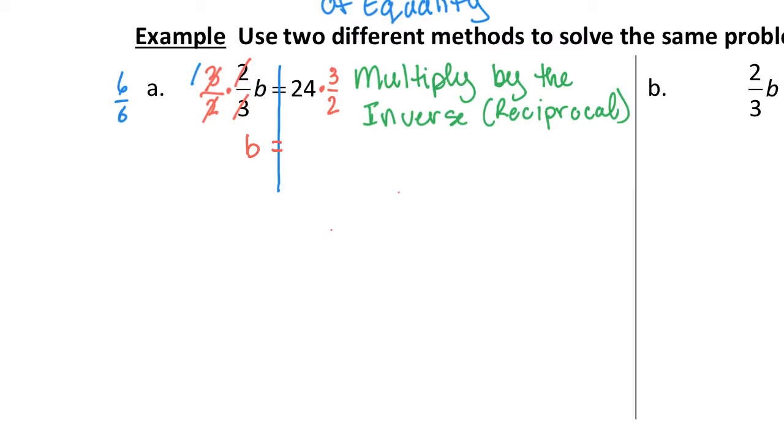Since 1 times b, or 1 times any number, is just that number, it's b. Now over here, this takes a little bit more work. There are 2 ways I can do it. I can do 24 times 3, which is 72, divided by 2. Or I prefer to do this cross canceling. So 2 goes into 24 12 times, and then 12 times 3 is 36.